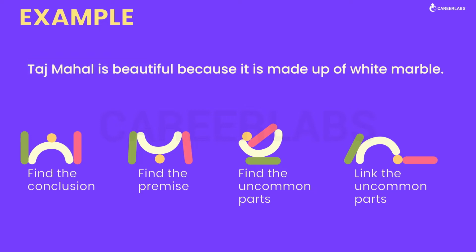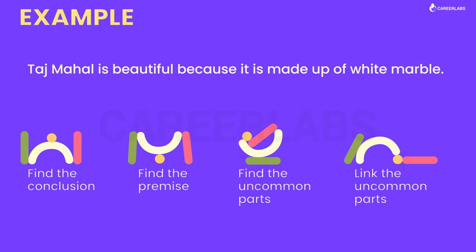Fine. Now the step is to find out the premise. The word because is a good indicator here. Hence, the premise in the above argument is it is made of white marble. Now, the next step would be to find the assumption, and to do this, we'll have to find the uncommon parts and link them. How do we do this?